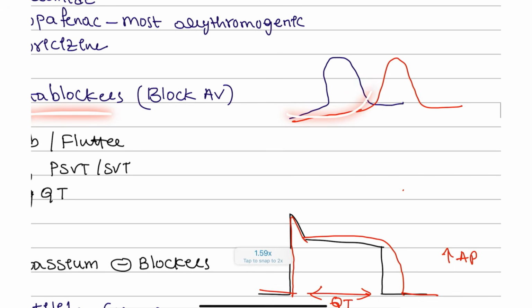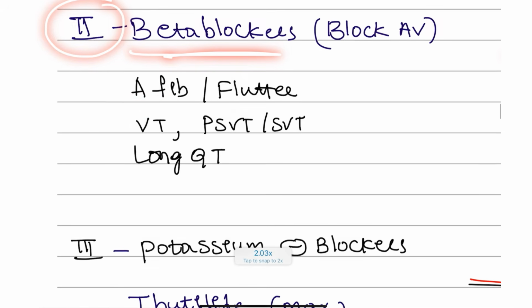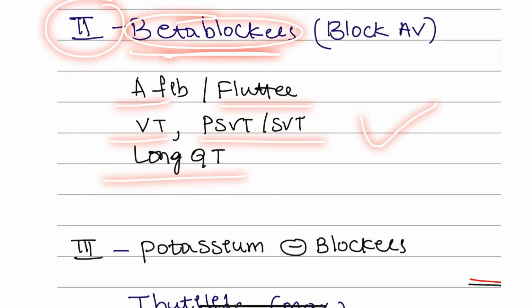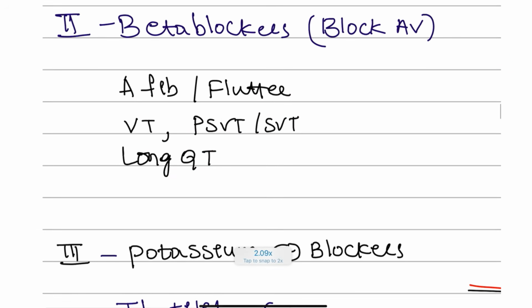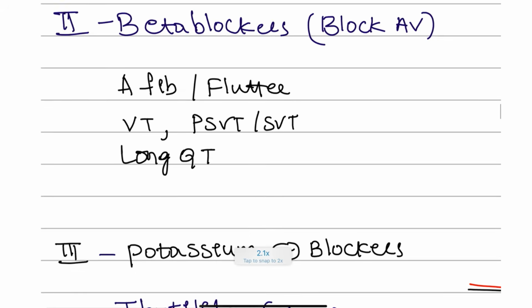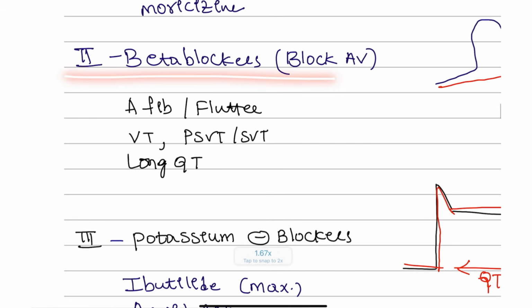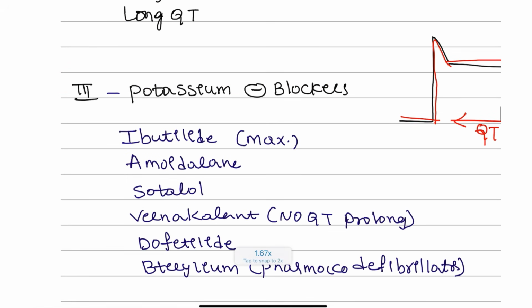It is going to decrease the AV conduction, and in atrial fibrillation, flutter, ventricular tachycardia, supraventricular tachycardia, and long QT syndrome, we can use the beta blockers. You all know the cardioselective drugs. What are those, guys? Metoprolol, bisoprolol, bevantolol. All these drugs can be used as beta blocker anti-arrhythmics.